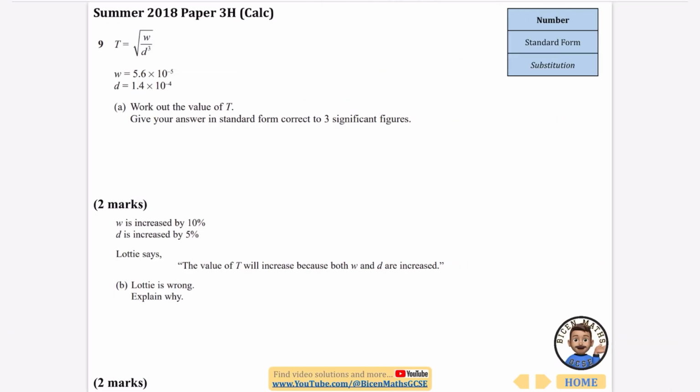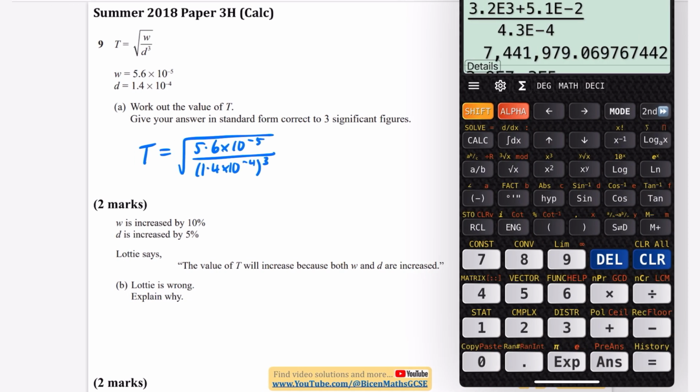This time we're going to do some substitution. So it just wants you to work out the value of t, giving your answer to 3 significant figures. Now again, it's just typing in on a calculator, so it's going to be the square root of 5.6 times 10 to the power of minus 5 divided by 1.4 times 10 to the power of minus 4 cubed. So I'm just going to type this using my exponential button.